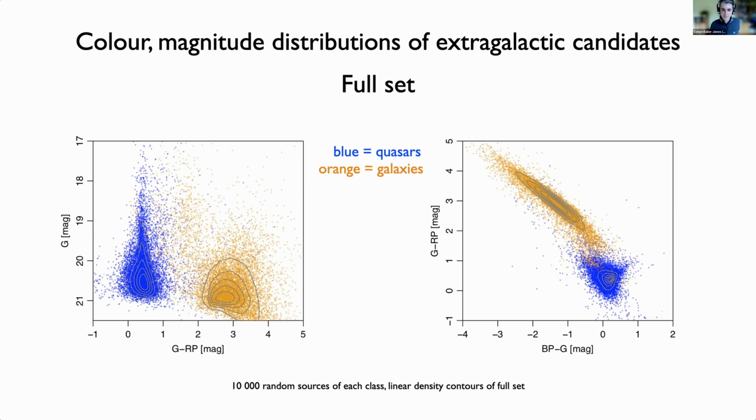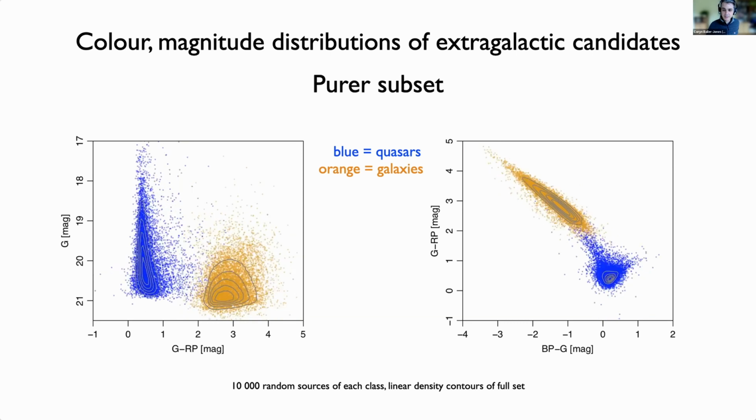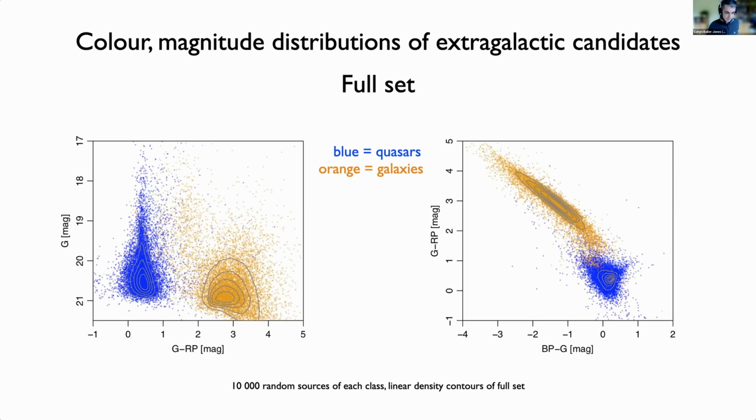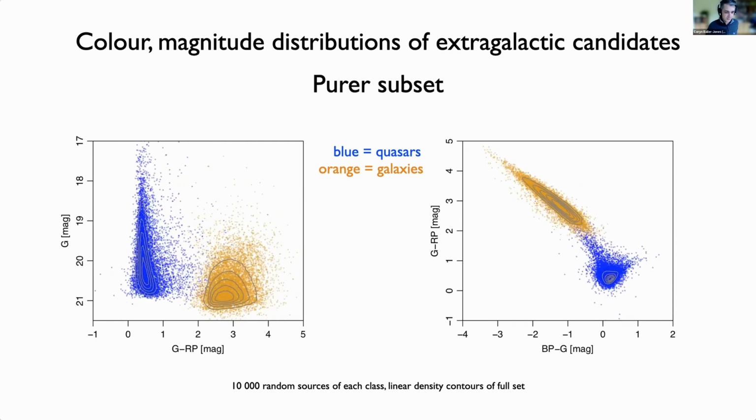But again, when we go from the full set to the purer set, you can see this clearing up a bit in the sense that you see tighter distributions in both plots. We also lose, you can see on the left, some of the very faintest objects, particularly the galaxies there, because of course they have low signal to noise and therefore low confidence classifications.